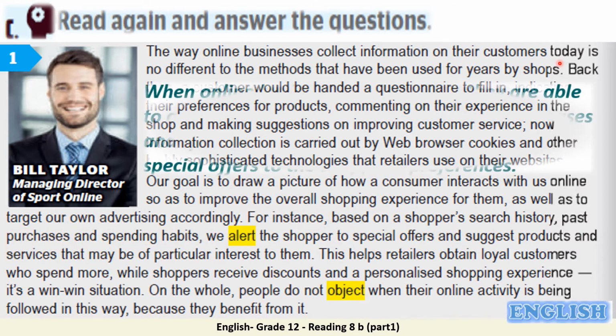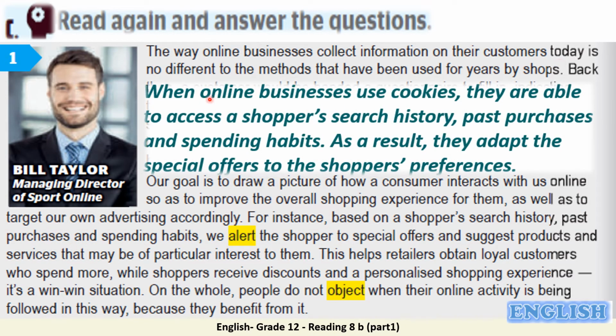Very good. So it says, when online businesses use cookies, what happens? They are able to access a shopper's search history, my history of shopping, my past purchases, the goods I bought in the past, and even my spending habits. As a result, they adapt the special offers to the shopper's preferences, to your likes, to your interests. That's it. You got it now? Great.